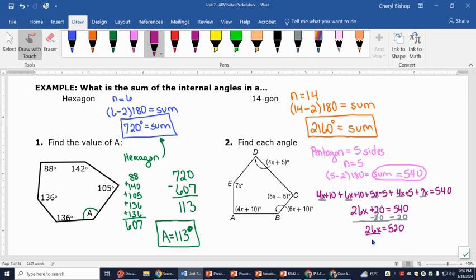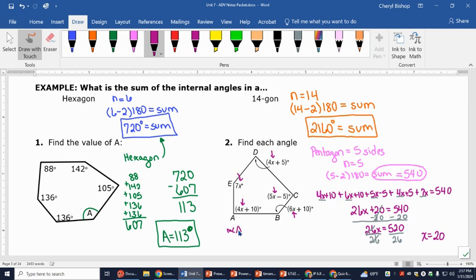Division property of equality. And I get x equals, let me put this in the calculator, 520 divided by 26 gives me 20. That's still not our answer. It says to find each angle. So I have to come over here and put a 20 everywhere I see an x so that I can find each angle.